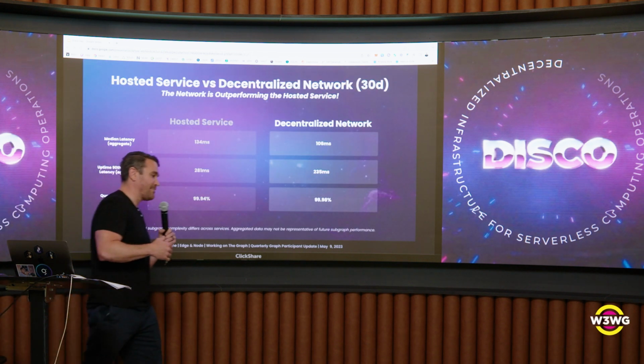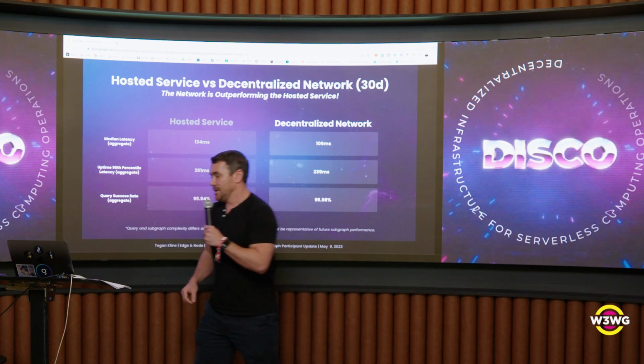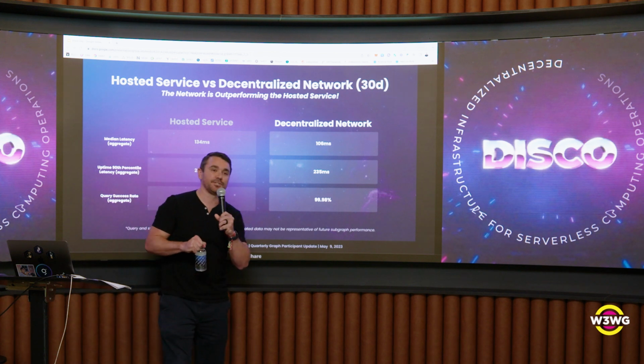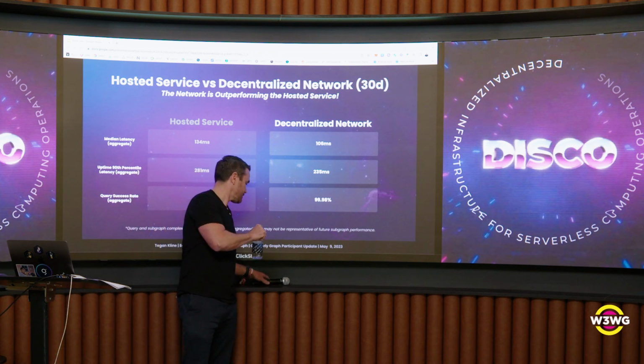And what's crazy is when I came in a little under 2 years ago, the hosted service was destroying the decentralized network in quality of service.